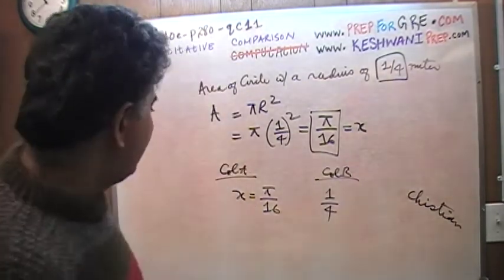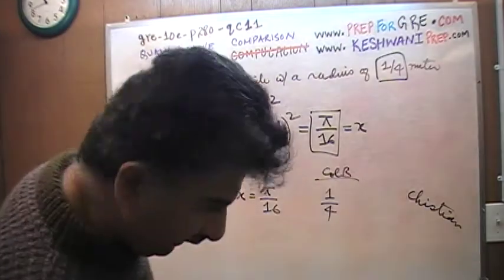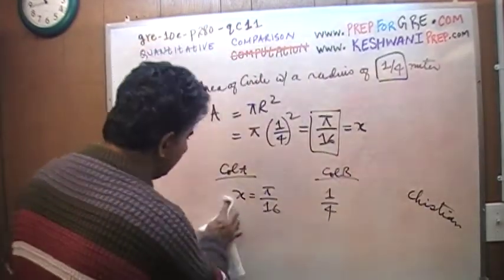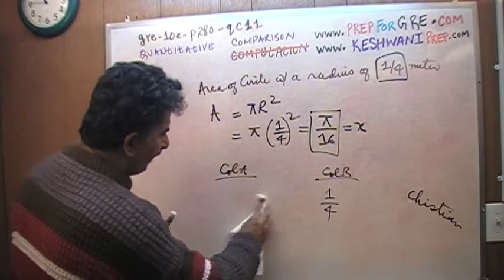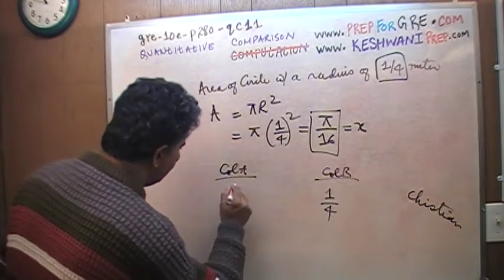Well, the very first thing I'm going to do is get rid of this x, because we don't need it. Let's bring this pi over 16 to the middle of it.